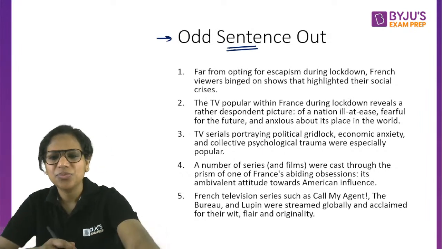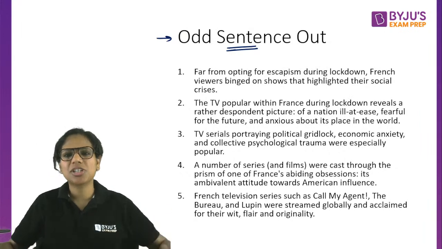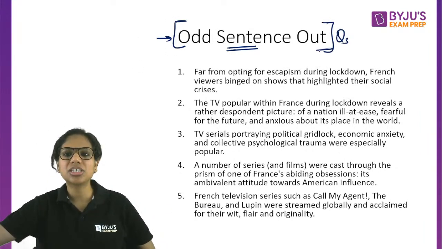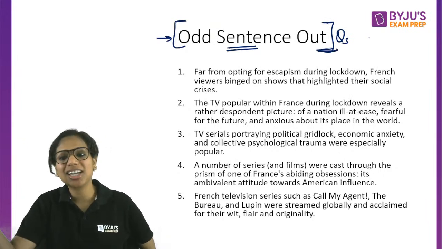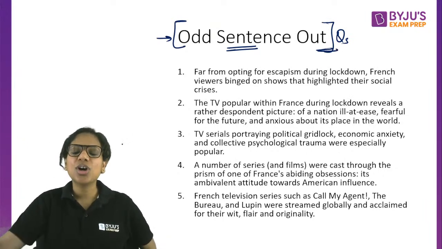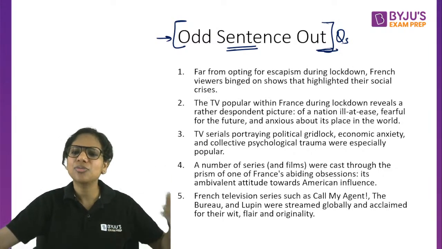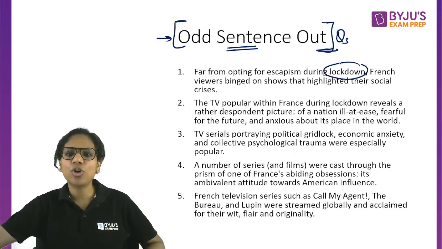That's it. So this is an easy question type. As a question type, odd sentence out questions tend to be much easier because you don't have to worry about making an entire sequence. So I'll just focus on the easy words. I'll not talk about words like despondent, ambivalent. Forget these words. We're talking about lockdown.